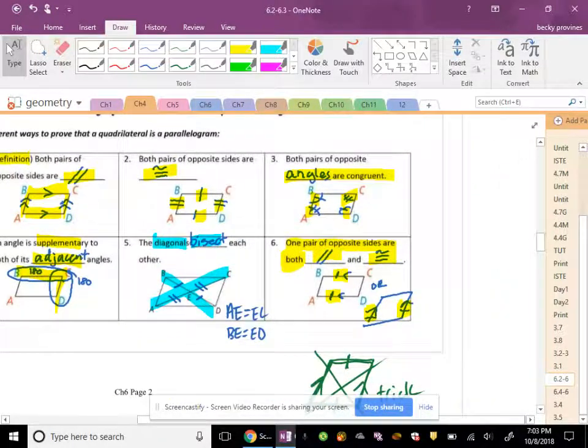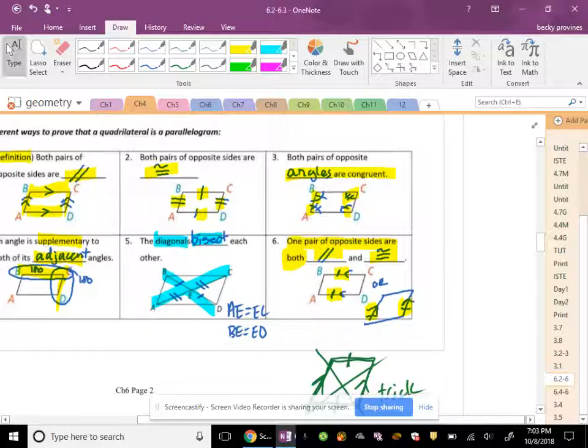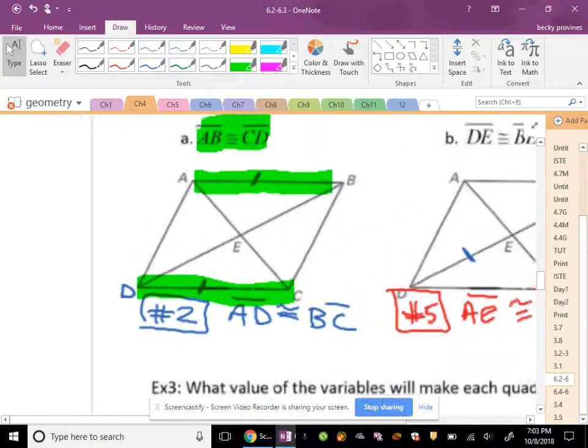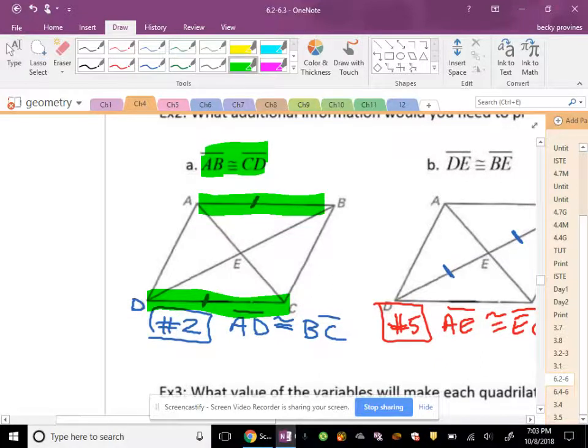And we also know rule number 6, where you have one pair of equal sides and you have one pair of parallel sides. So technically, you could pick either one. And we're just going to give you what additional information you would need. So when I did mine, I said I needed rule number 2, which is opposite sides are congruent. So I would need to make AD and BC congruent to each other.